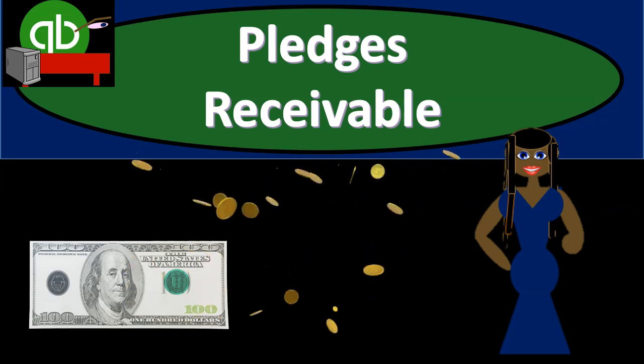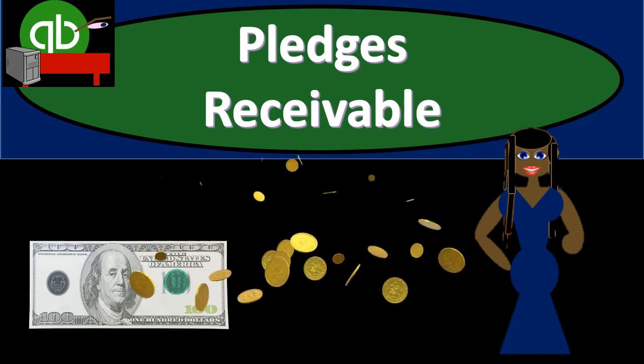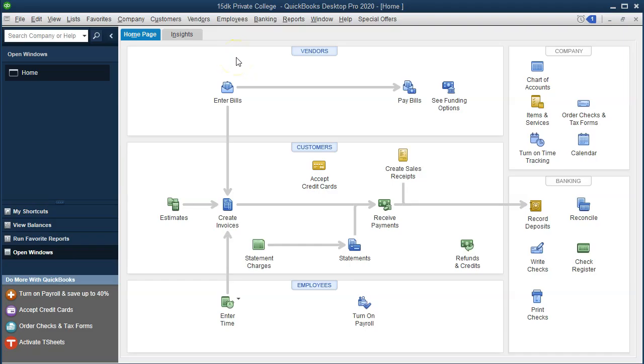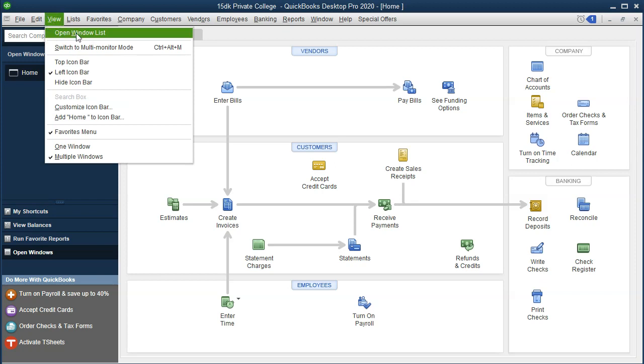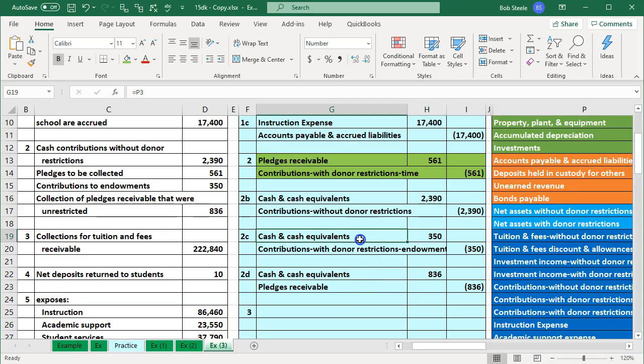In this presentation, we'll record a transaction related to pledges receivable within QuickBooks Pro, QuickBooks Desktop. Here we are in our Practice QuickBooks file. We currently have the open windows open. You can open the open windows by going to the View drop-down up top and selecting the Open Windows list. We're now going to go down to our Excel sheet and see what our objective is.